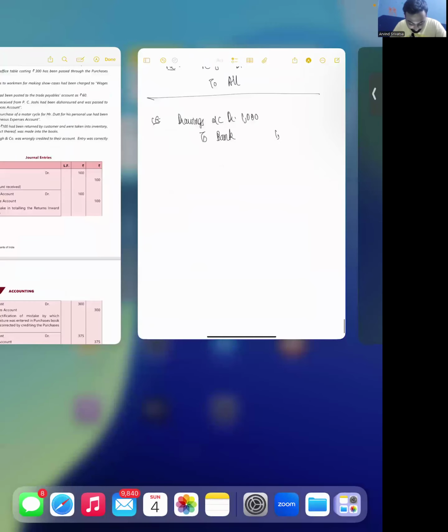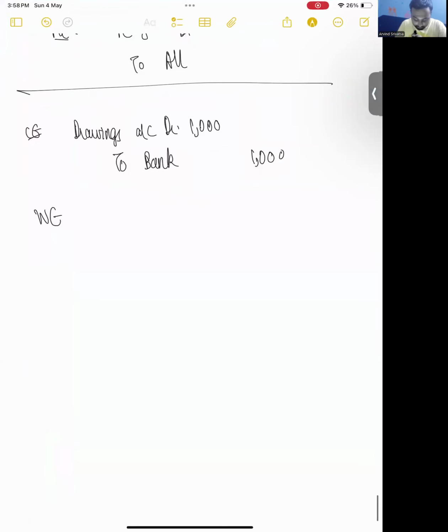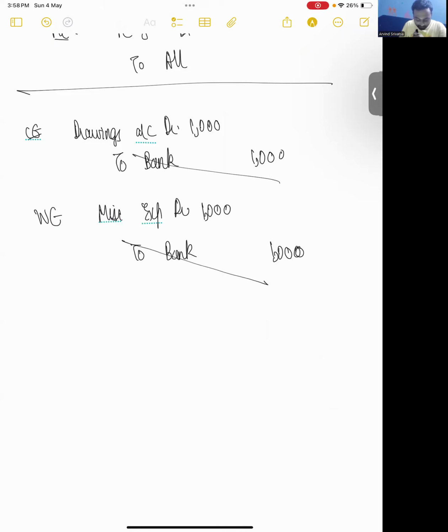1000. Wrong entry. Sorry, which account did they debit that to? So drawings, miscellaneous expenses. Yeah, miscellaneous expenses debit, 1000 to bank, 1000. It's just frozen once again. Yeah. So when you reverse, it will be bank to miscellaneous expenses. Bank will get cancelled. Your rectification entry, drawings account debit.